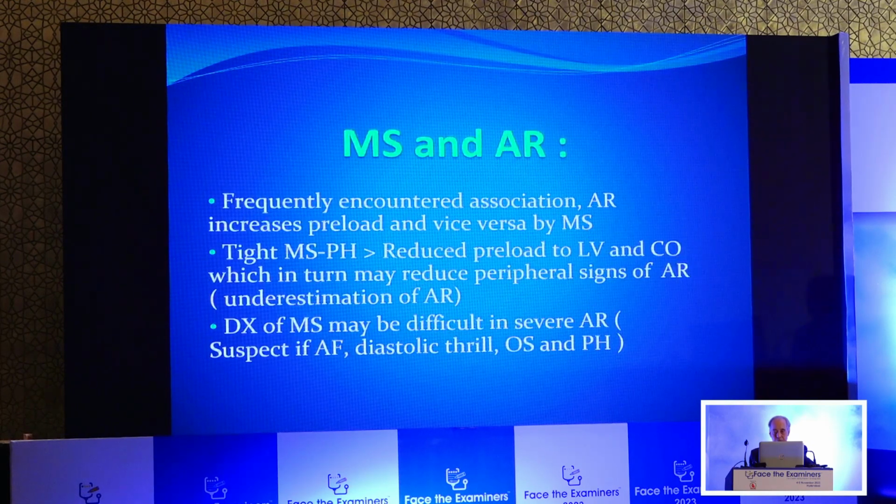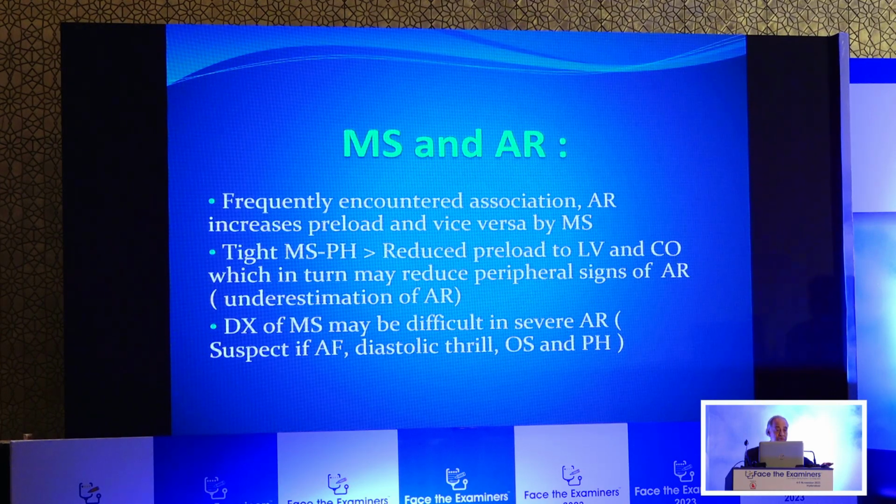Now let's first come to mitral stenosis and aortic regurgitation. This is a frequently encountered lesion you will see quite commonly. And aortic regurgitation, as we know, increases the preload, and vice versa, the reduction of preload is done by mitral stenosis. Because of this, if the patient is having a tight MS, pulmonary hypertension, which is a common thing, it will reduce the preload of the left ventricle, will reduce the cardiac output, and which in turn will reduce the peripheral signs of aortic regurgitation.